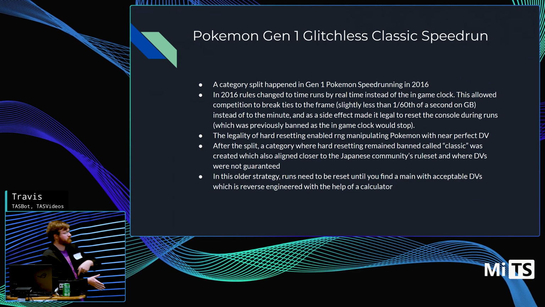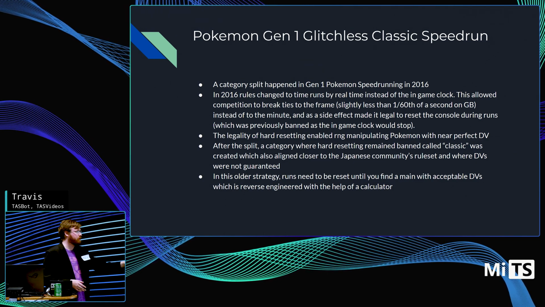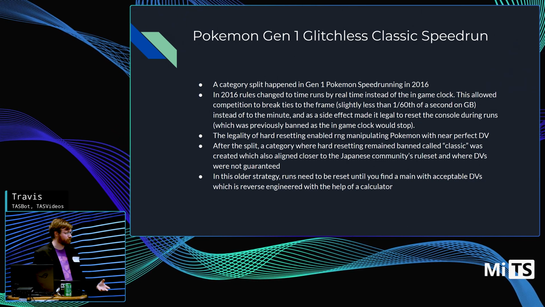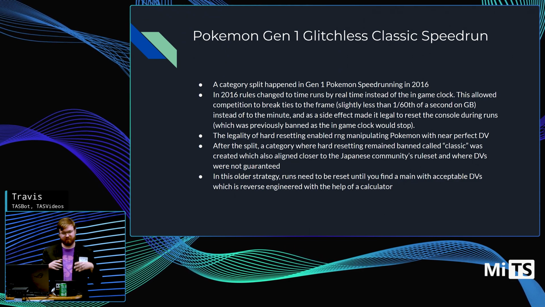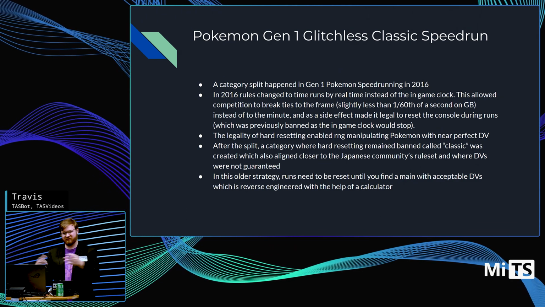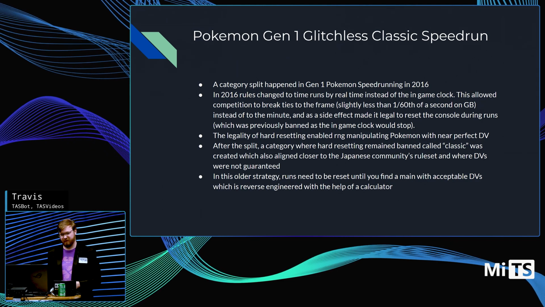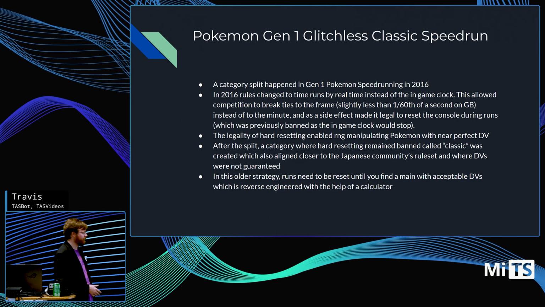And after 2016, when we changed those rules, we split in a special category that also more closely resembles the Japanese community's rule set for glitchless. And in that one, you need to figure out the DVs in the middle of the run. You're not going to have the same DVs every single time, and you'll need different strategies on different fights based on the stats you have for those fights, based on what DV you got of the Nidoran.